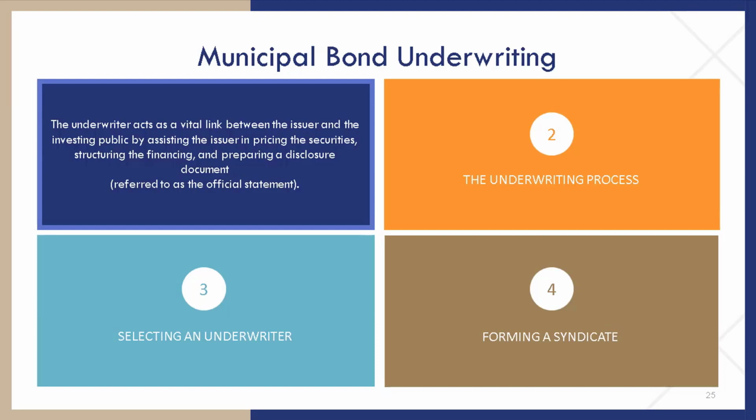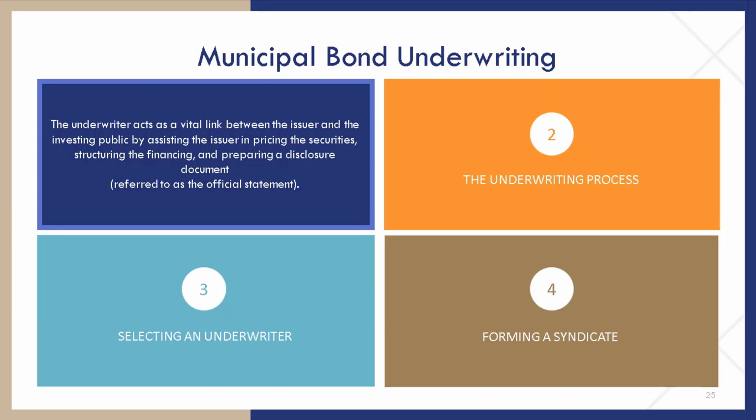Why? Because municipal bonds are exempt from the registration requirements of the 1933 Act. So the municipalities do not have to file a registration statement with the SEC. They don't have to prepare a prospectus. But quite often they do prepare a disclosure document for investors, or else it may be difficult to find investors willing to invest if you don't have some disclosure document. That disclosure document is referred to as an official statement.